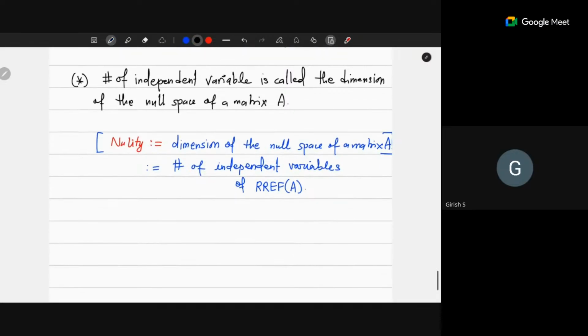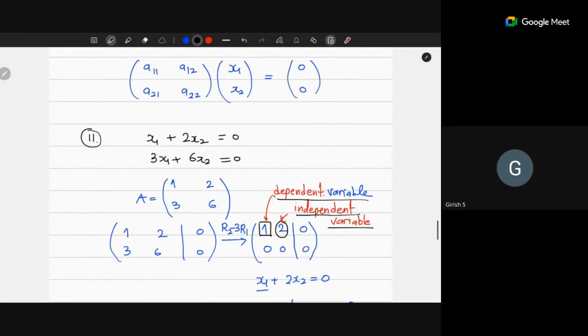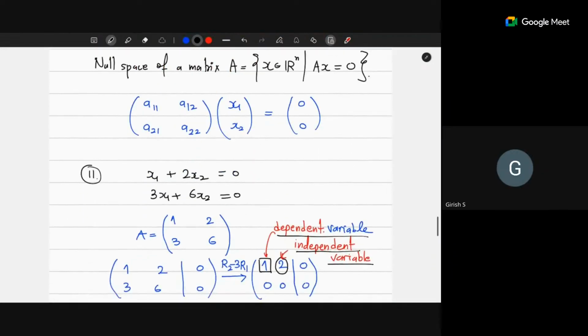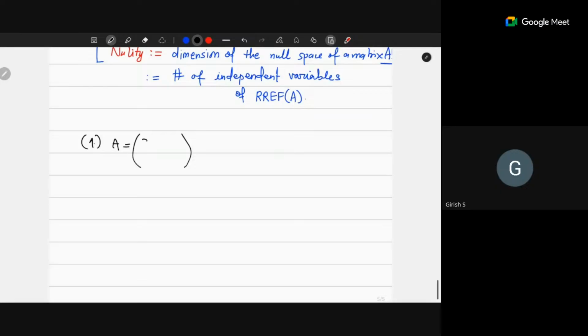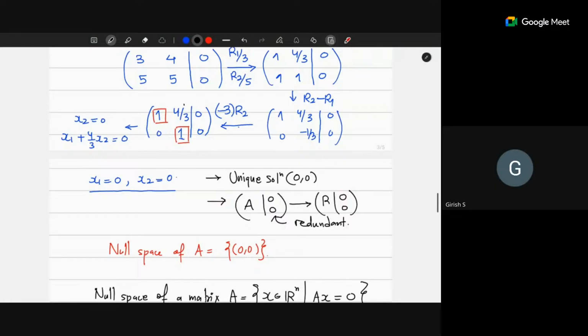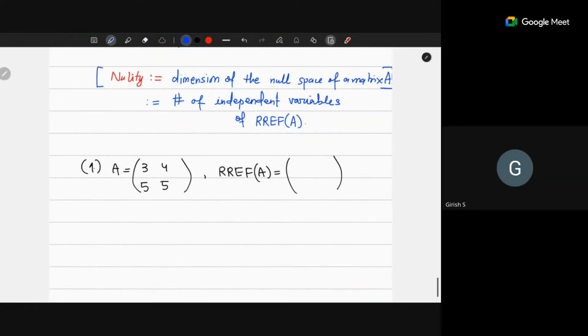And yeah, so we have seen two examples. The first example that we saw was of a matrix. Let me write down that matrix as well. We saw this: 3, 4, 5, 5. So this was our first example, 3, 4, 5, 5, whose row reduced echelon form was 1, 0, 0, 1. All right.